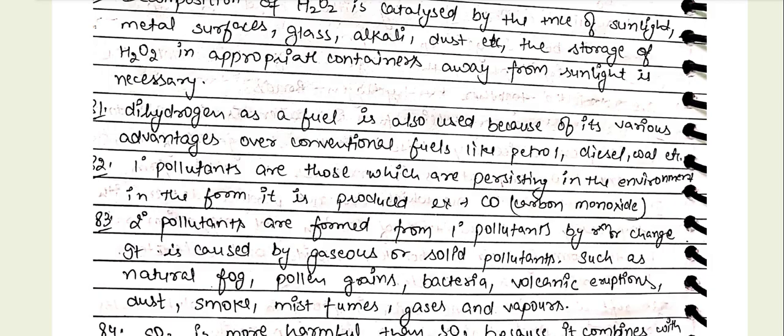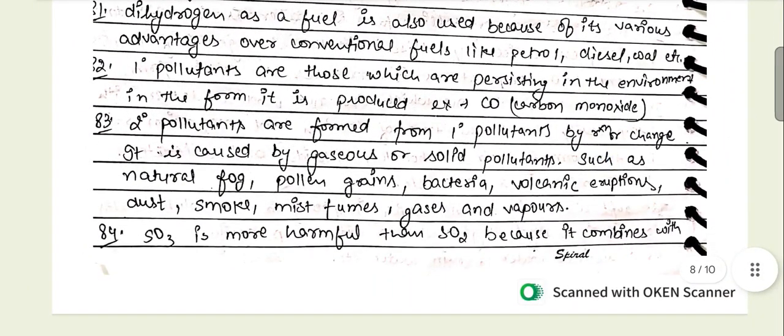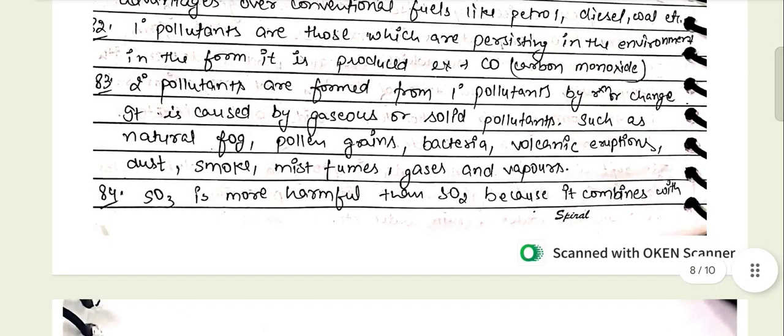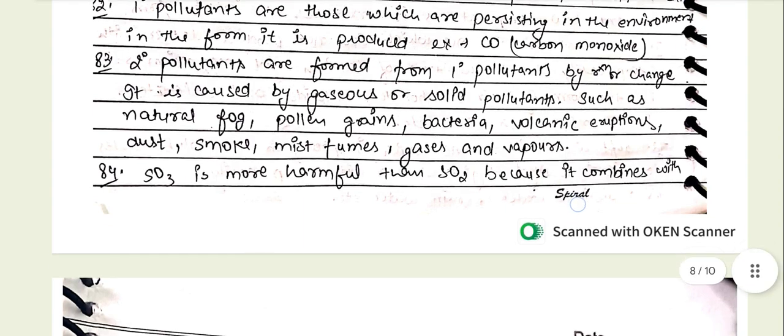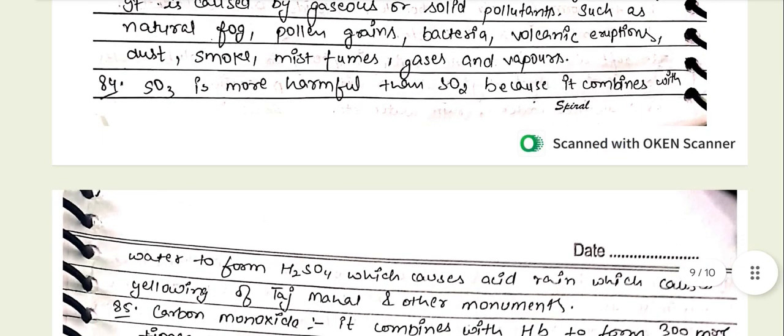Primary pollutants are those which persist in the environment in the form in which they are produced. Example, carbon monoxide. Secondary pollutants are formed from primary pollutants by reaction or change. Particulate pollution is caused by gaseous or solid pollutants such as natural fog, pollen grains, bacteria, volcanic eruption, dust, smoke, mist, fumes, gases and vapors.